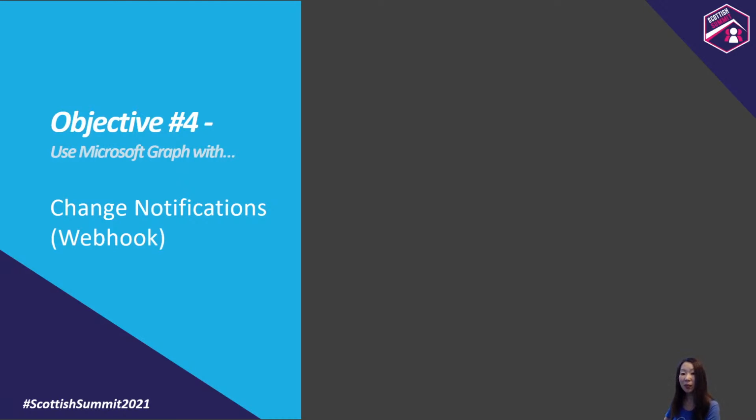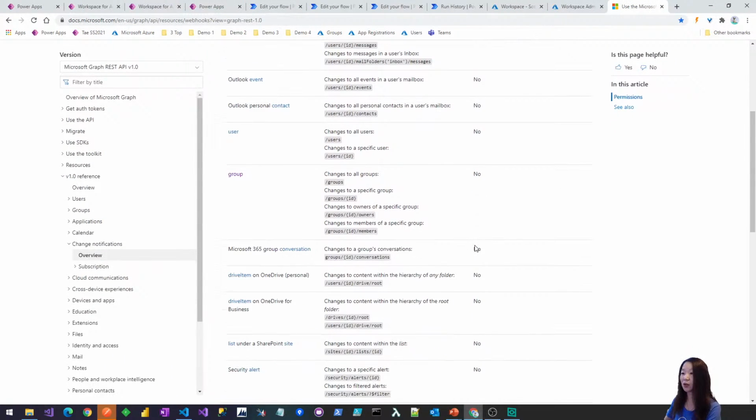Microsoft currently supports subscribing to changes on only a selected list of resources. You can see that in this particular documentation. The one that we are really interested in is the group resource. Remember how each team is associated with an Azure AD group?